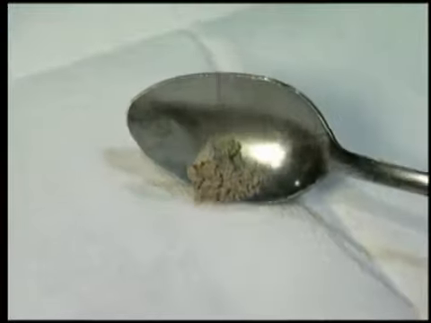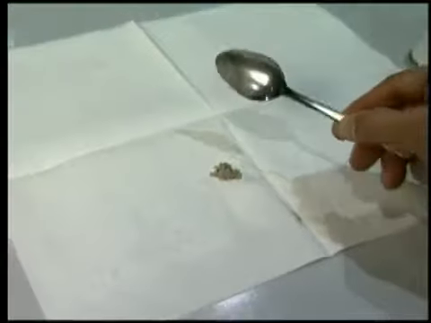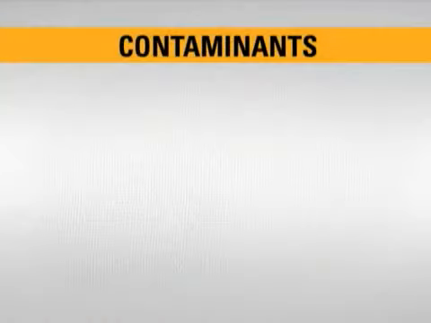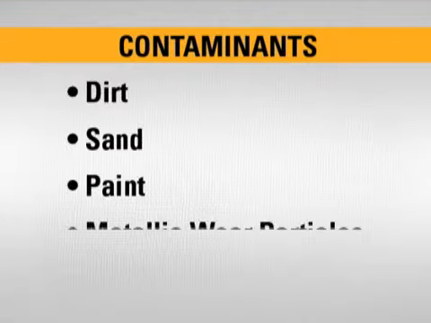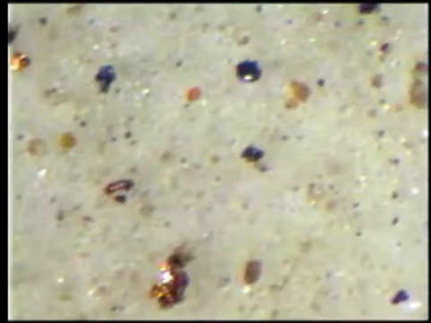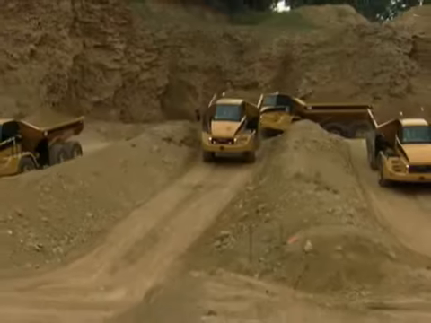This small amount of dirt in 55 gallons of hydraulic oil exceeds the contamination allowed in the hydraulic systems of new Cat machines. Contaminants can take many forms. These include such things as dirt, sand, paint, metallic wear particles, and even fibers off rags. In fact, contamination is anything that does not belong in the system. These particles look like this in dirty oil. A microscope reveals the actual difference in appearance between dirty oil and clean oil.